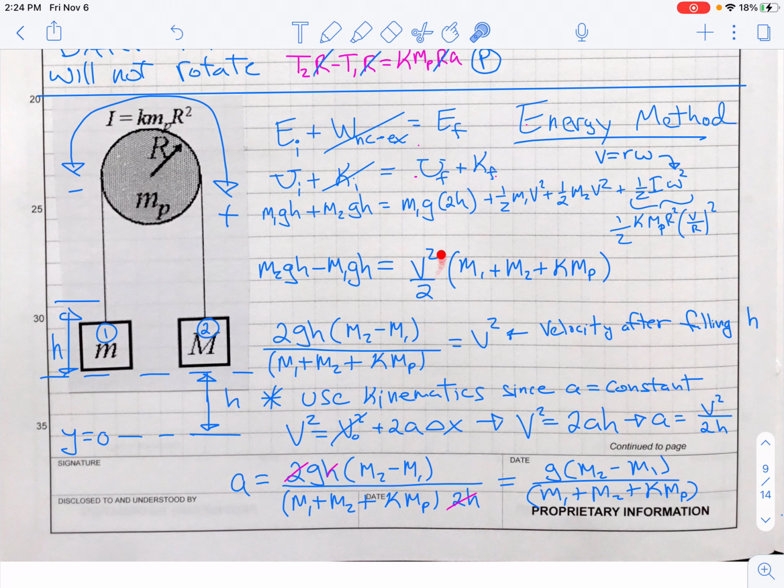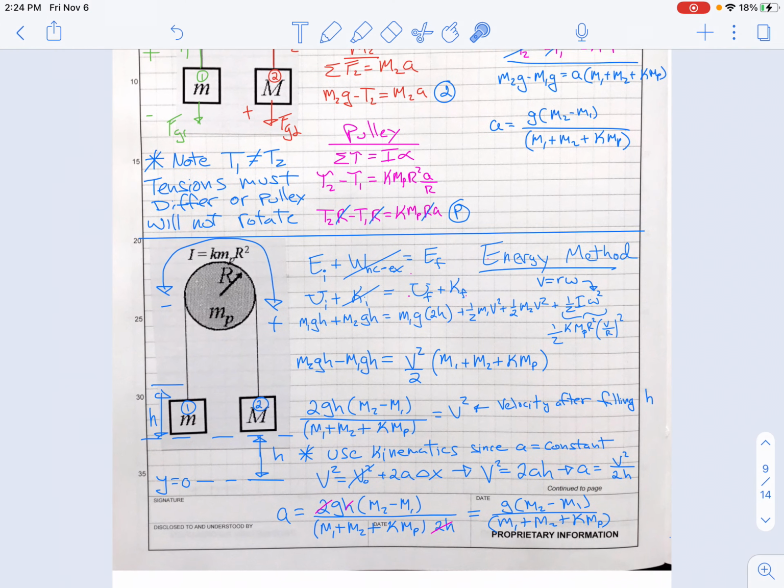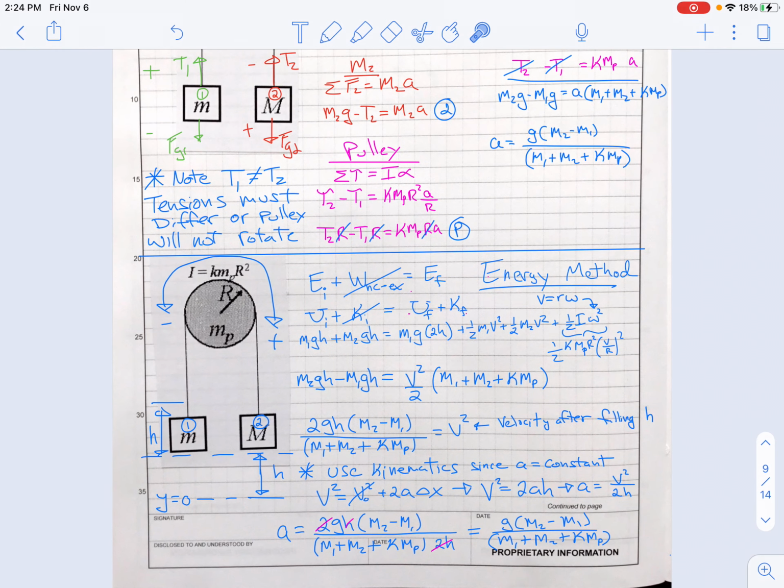I can solve this out for v squared, which is the velocity after falling a distance of h. And since our acceleration is constant here, I can use kinematics to come up with an expression for the acceleration, which was the ultimate goal of this problem. When I plug everything into that equation, I get this, which if we go back and look at the previous question, this and this, it should be the same acceleration since we're dealing with the same problem.